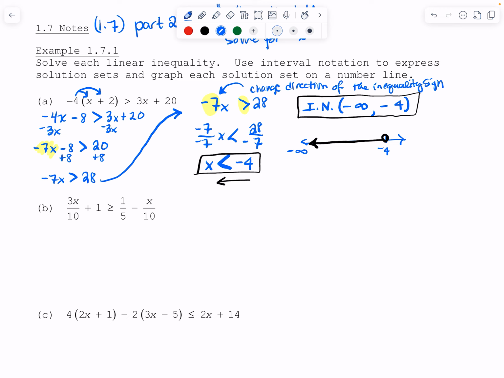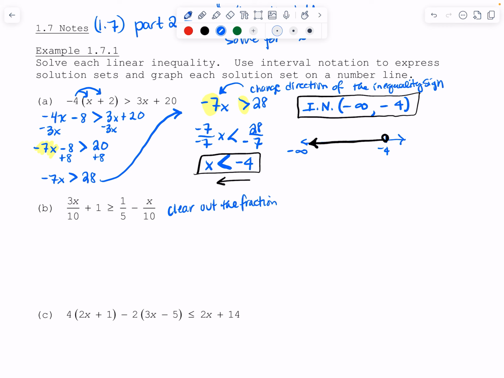3x divided by 10 plus 1 is greater than or equal to 1/5 minus x over 10. I'm going to clear out the fractions.